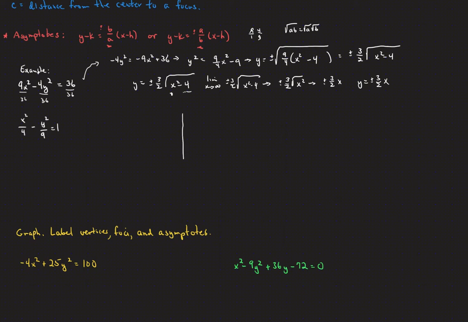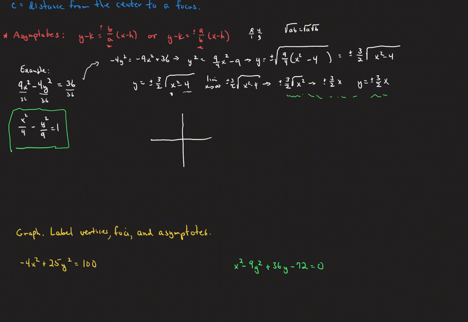So what that means in terms of our graph is this. We can see that our equation, which we're going to put into standard form, but we're going to make the argument that as x gets really, really big, this is going to act like a straight line, either y equals 3 halves x or y equals negative 3/2 x.